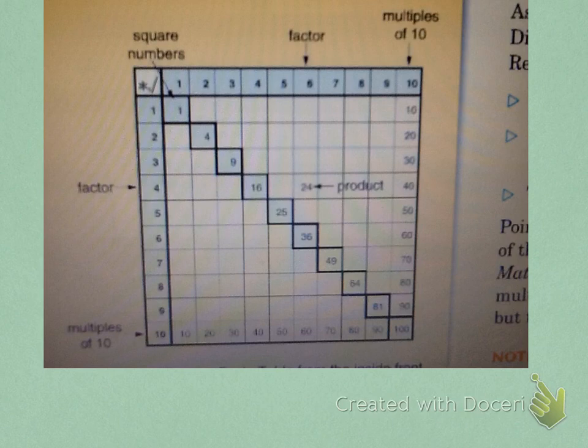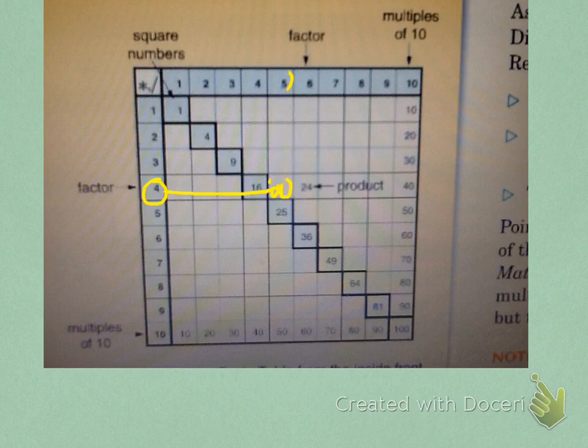So for example, if I took the number 5 and I were going to multiply it times 4, the 5 meets up with row 4 right here. So my answer would be in this box. And of course my answer would be 20. Okay, so that's kind of how that works.